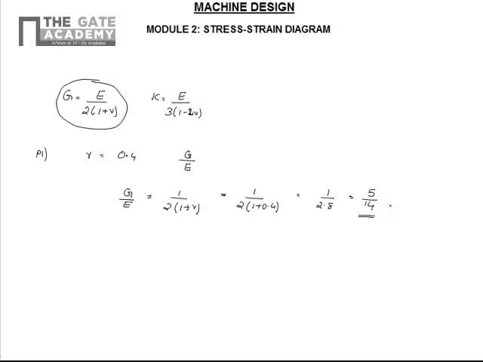So given the Poisson's ratio, we can find out the ratio of the different moduli, Young's modulus to shear modulus, Young's modulus to the bulk modulus. Similarly, you can find the ratio between other moduli also. So with this we come to the end of module 2 on stress strain diagram. In the next module we will see what are the kinds of stresses which are experienced by the machine members, which are subject to different kinds of loading.